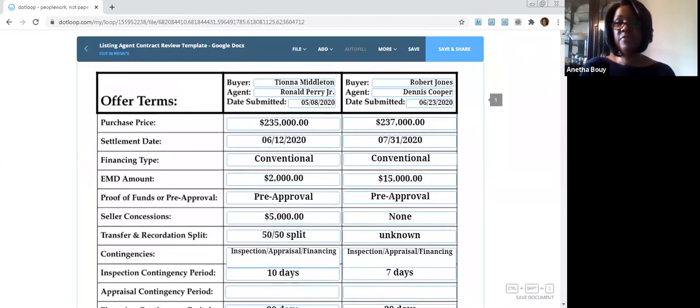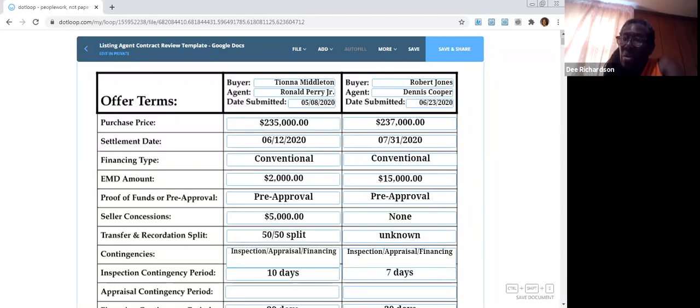Okay. So that offer, it looks nice. You also want to make sure that when you receive an offer from an agent, the offer is complete, that they've provided all the information that will be required to get a ratified contract. Okay. So we'll go on to now next, Robert Jones's offer.